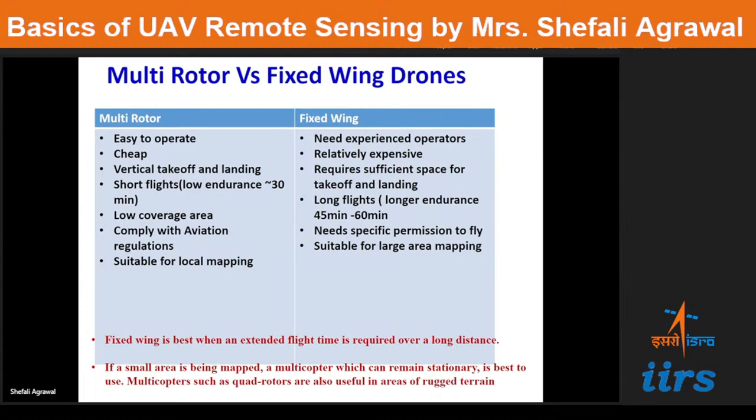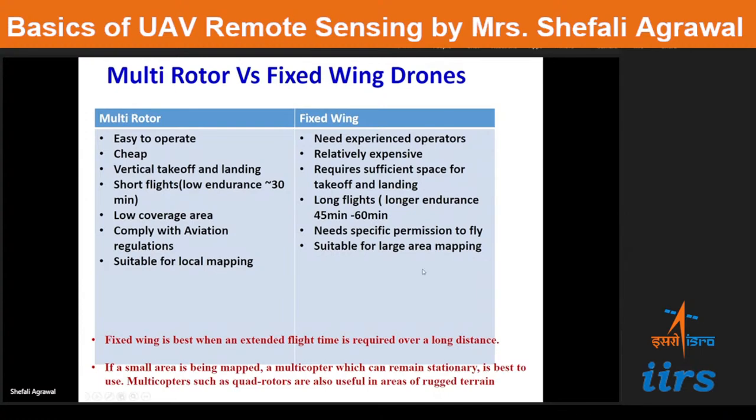So based on these pros and cons, I can say fixed wing is the best when an extended flight time is required over a longer distance. And if a small area is to be mapped, then the multi-rotor, and multi-rotor also has an advantage that they can remain stationary at a place where fixed wings cannot stay stationary. So in some applications, if you require communication purposes where the drone needs to be stationary at a point, the multi-rotors or the rotaries can stay there.